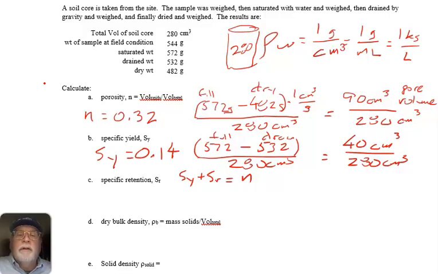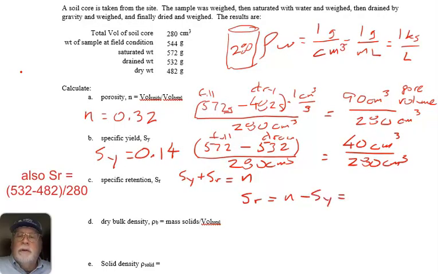Remember, the specific yield plus the specific retention equals the porosity. So I could have also gotten the specific retention by taking the 532 minus the 482 divided by 280. But since I already have the specific yield, I can just say that the specific retention equals porosity minus specific yield equals 0.32 minus 0.14, and that equals 0.18. Right? 0.18 plus 0.14 equals 0.32.